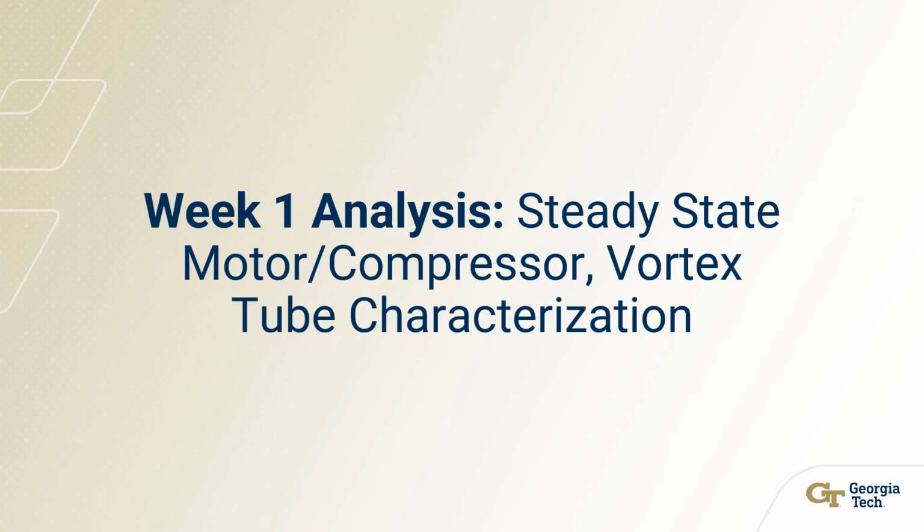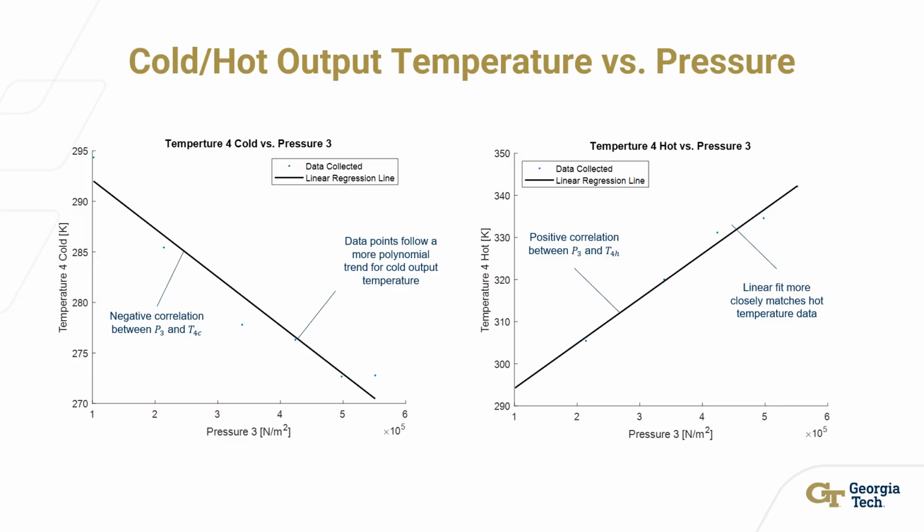Now we will present the analysis on the steady state behavior of the compressor and the vortex tube. These figures show the steady state relationships between the input pressure P3 and the cold and hot output temperatures. As shown, a linear fit matches the hot temperature data but does not fit the cold temperature data. A quadratic or non-linear fit would be a better representation for the cold temperature data based on these results.